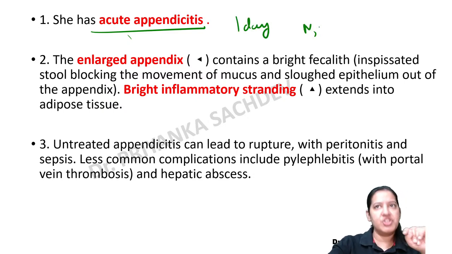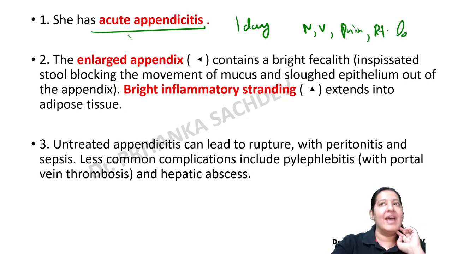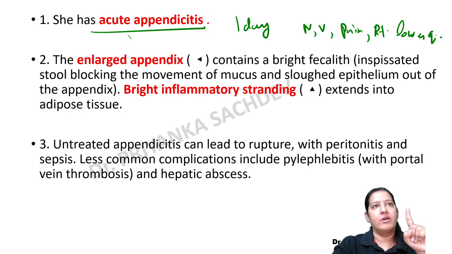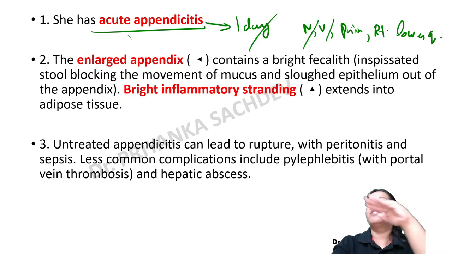The patient is having nausea, vomiting, and severe pain in the right lower quadrant. The anatomy is important: right lower quadrant, since one day. It is a typical case of acute appendicitis. Everything is fitting in the history.